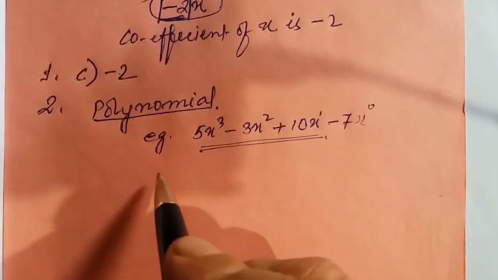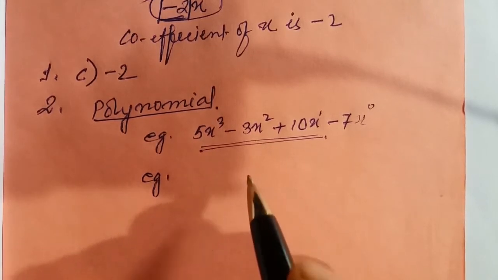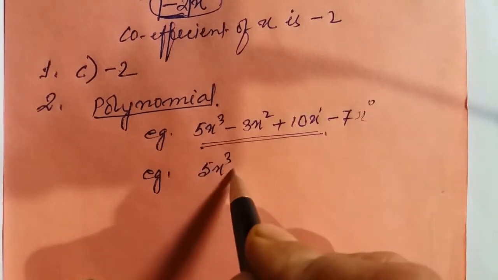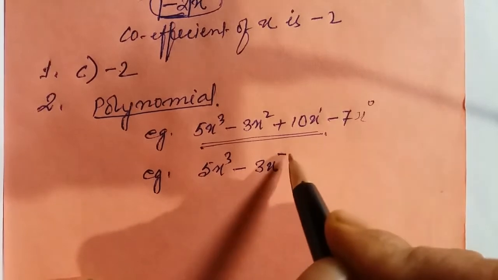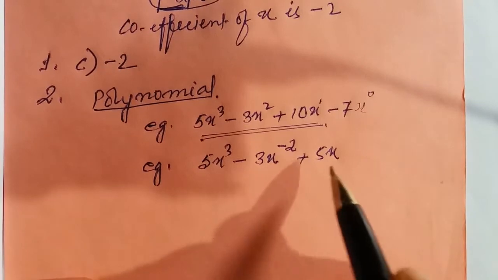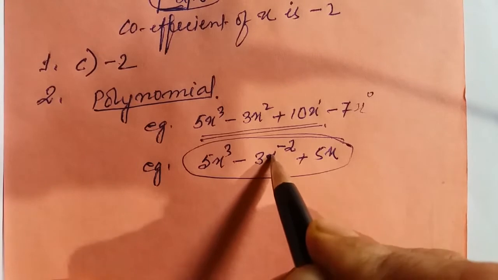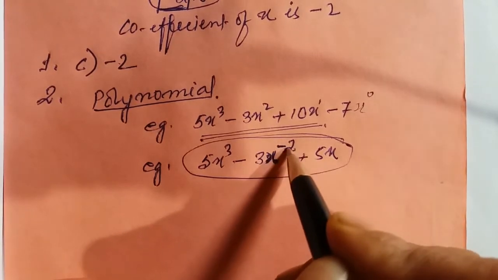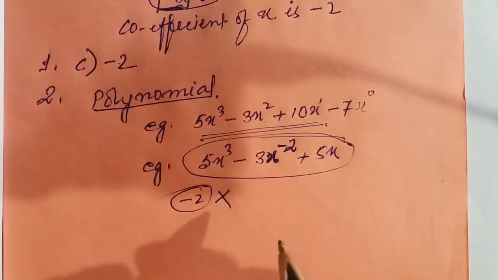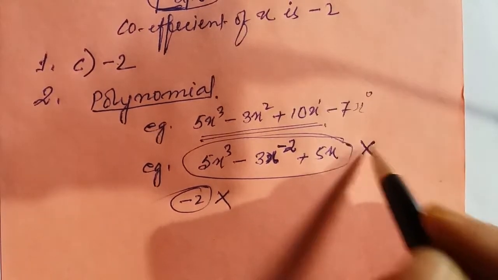Now I will give you an example of an algebraic expression which is not a polynomial. Let's say 5x cubed minus 3x to the power minus 2 plus 5x. Here the power of x in the middle term is minus 2. This minus 2 is not a whole number, and there is no negative number in whole numbers, so this is not a polynomial.